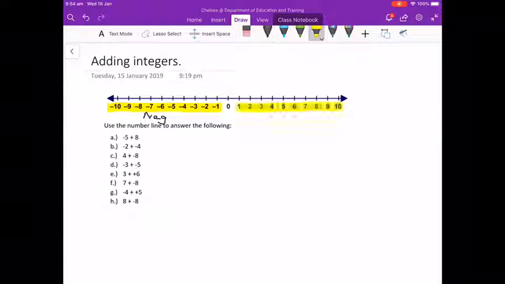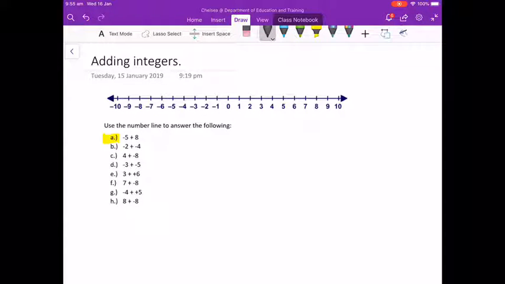And on our right-hand side, we have our positive numbers. And when the numbers are further from zero, they're actually larger. So I'm going to show you now how to add them using the number line. We have a question that says -5 plus 8.